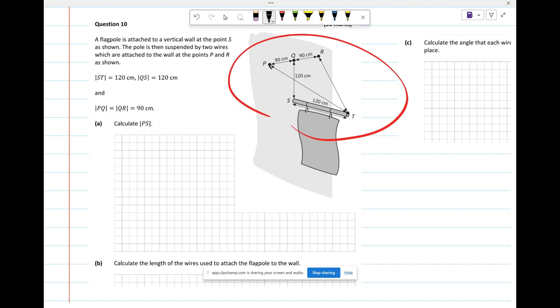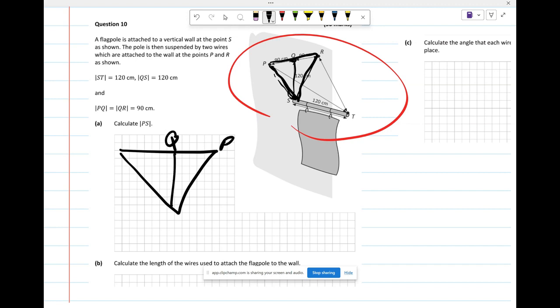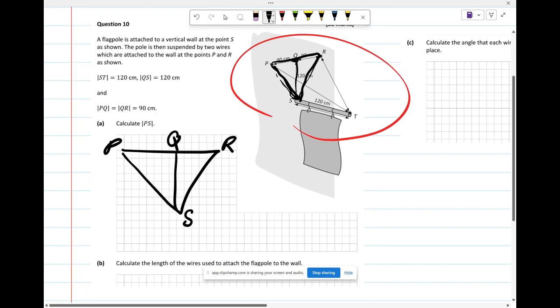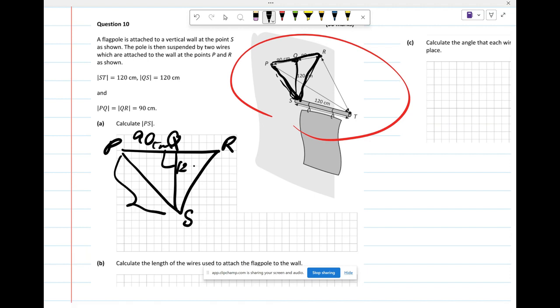Okay, so PS is here, and this is flat against the wall. Sometimes these diagrams are tricky because it's 3D on 2D, but Q is directly under S because it's on the wall. So this whole triangle, PQR, is flat against the wall. If we draw it here, PQRS, this is 90 degrees, this is 90 centimeters, and we need to find this. Oh, and this is 120.